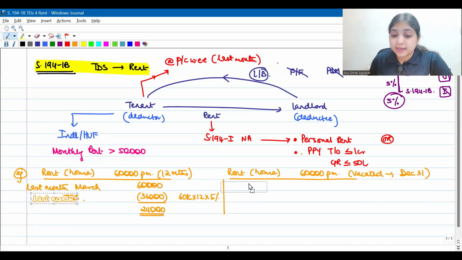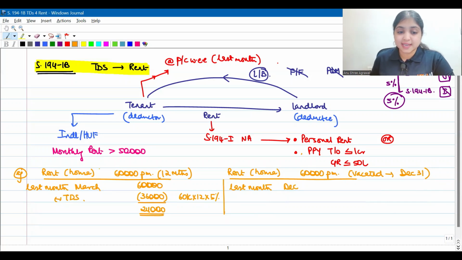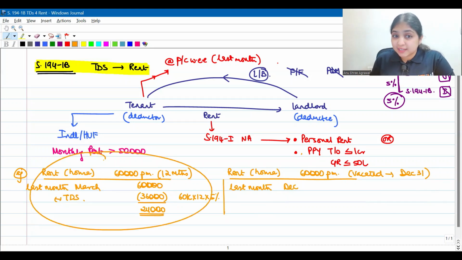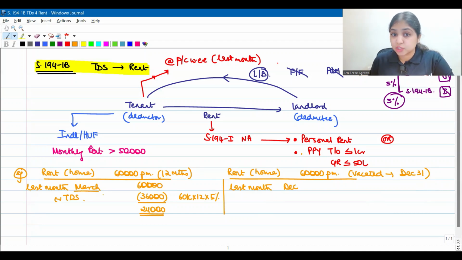No. If the tenant vacates a property in between the year, then the last month will be the last month in which he is vacating the property. Understanding? If he is occupying the property for the entire year, last month will be March. But if he is vacating the property in between the year, then the last month will be the month in which he is vacating the property. That is, in our example, December.